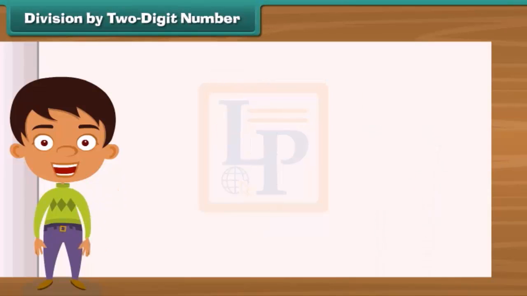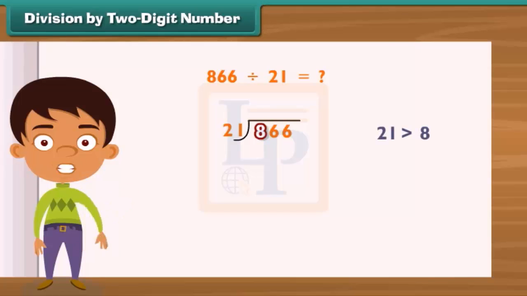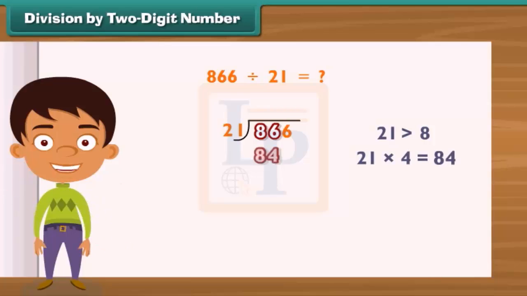Division by two-digit number. Divide 866 by 21. Since 8 is less than 21, divide 86 by 21. 21 into 4 is equal to 84. Write 4 above 866 and subtract 84 from 86 to get 2. Drag 6 down to form 26.